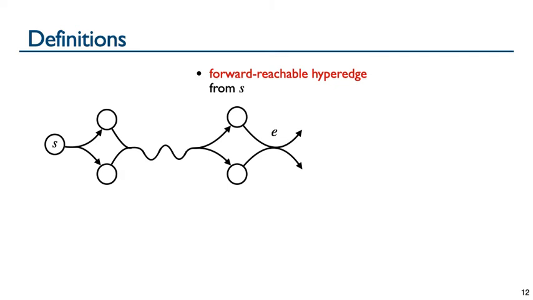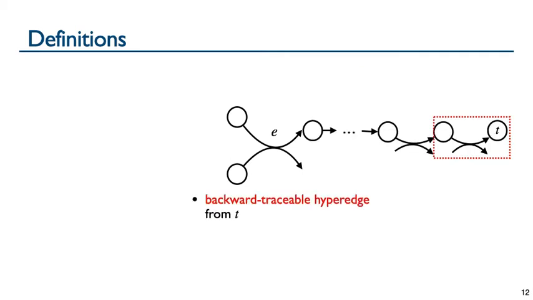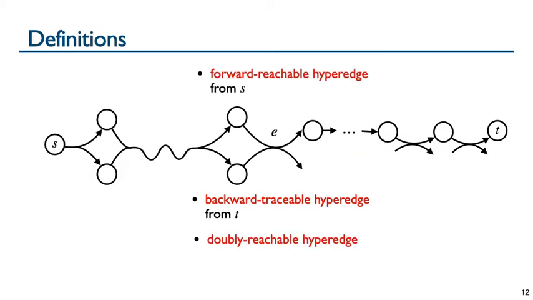We call hyperedge E forward reachable if an SE hyperpath exists, and we call a hyperedge backward traceable if its head contains T, or if the hyperedge's head intersects the tail of a hyperedge that is backward traceable, and so on. We call the hyperedge doubly reachable if it is both forward reachable and backward traceable, as E is here. The doubly reachable subgraph is the intersection of the forward reachable hyperedges and the backward traceable hyperedges.